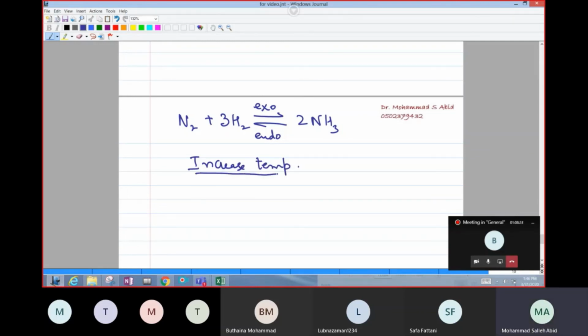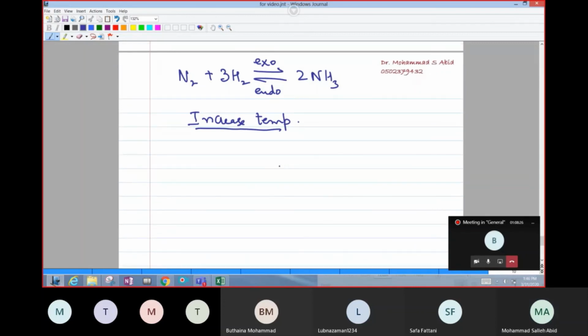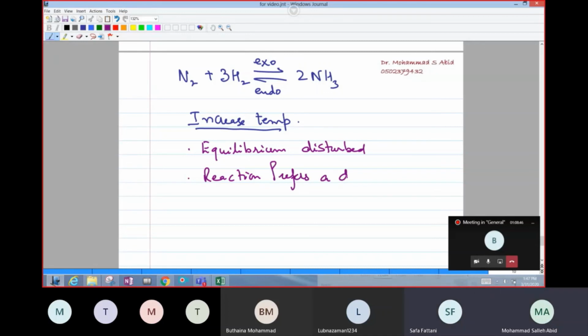The first point, the equilibrium will be disturbed. The equilibrium is disturbed, that's the first thing. So what will the reaction do? The reaction prefers the endothermic direction. You don't say left, you say endothermic direction. Yes, very good.